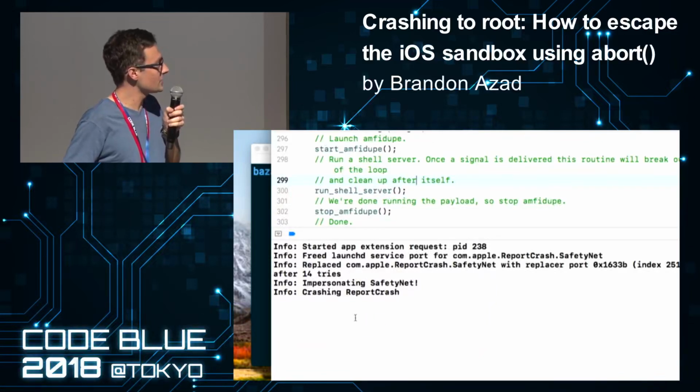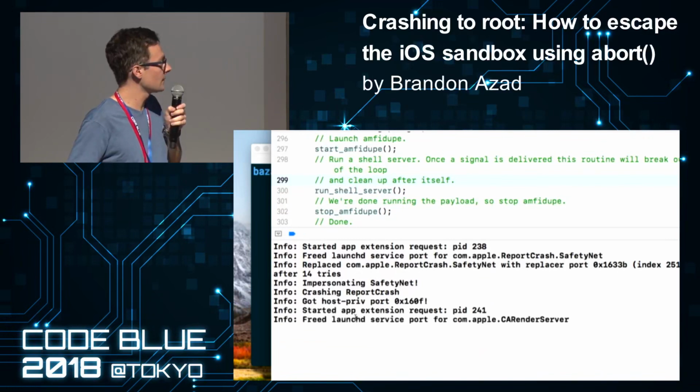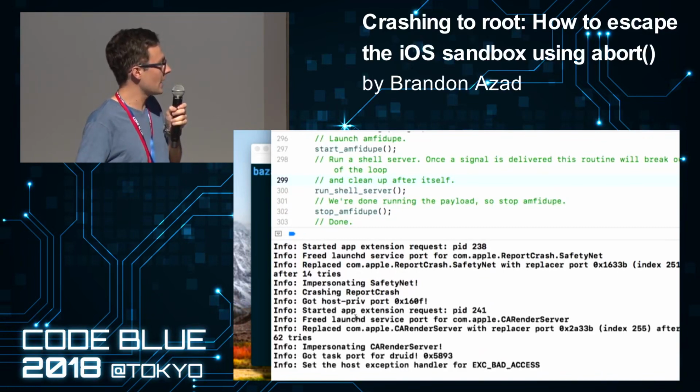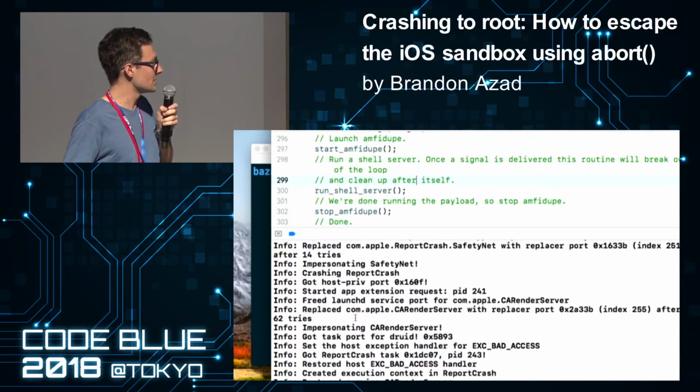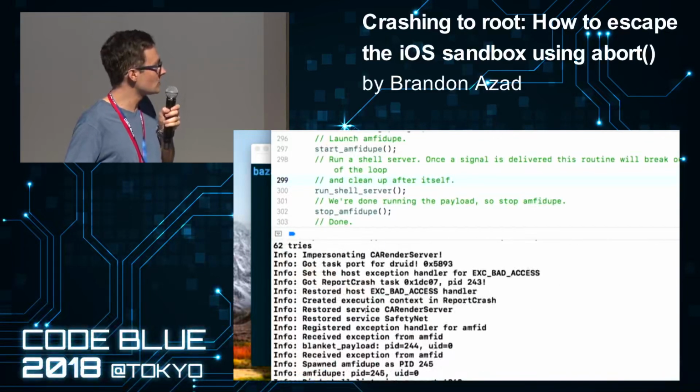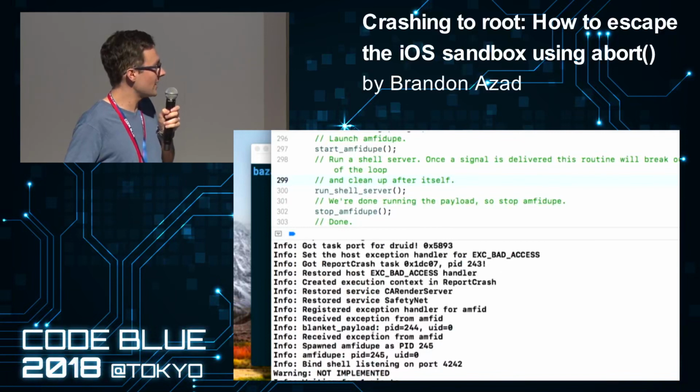This is going to take about 10 seconds for reportcrash to start up again. And now we've just gotten the host perf port and started impersonating CARenderServer and got Druid's task port, reset the host exception handler to EXC_BAD_ACCESS. And then we got reportcrash's task port a second time. And we've now spawned our payload binary, and we have a bind shell listening on port 4242.